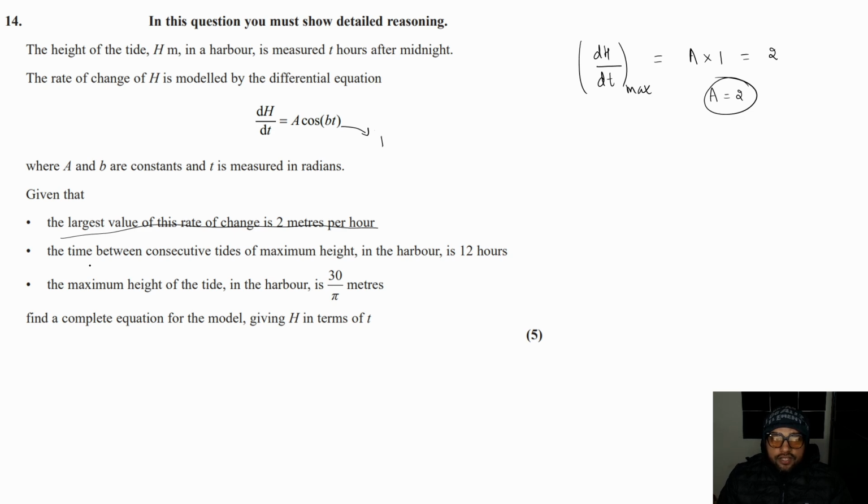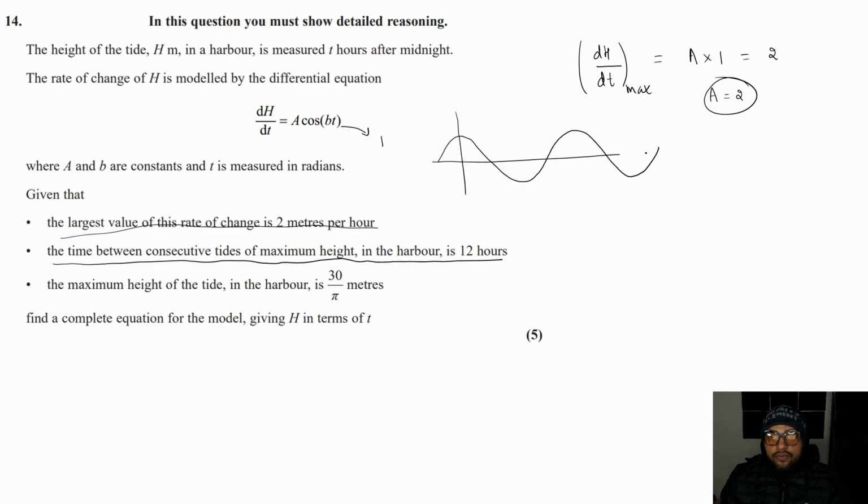Okay, now in the second part they have told that the time between consecutive tides of a maximum height in the harbor is 12 hours. Okay, the time between consecutive tides of a maximum height. Okay, so this is the cos component. I will not draw the whole thing here.